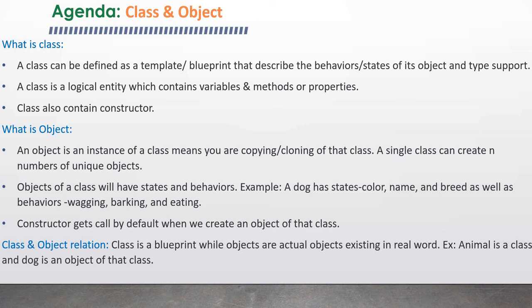Or you can say a class is a logical entity which contains the variables and methods or properties. So this is the most simple definition. A class is a logical entity, where it contains some variables and some methods, and since the class is a logical entity, it doesn't get stored in memory. It's just a hypothetical, logical entity.